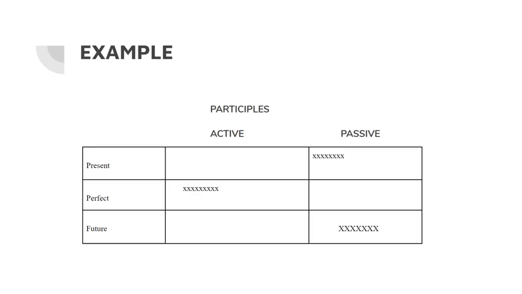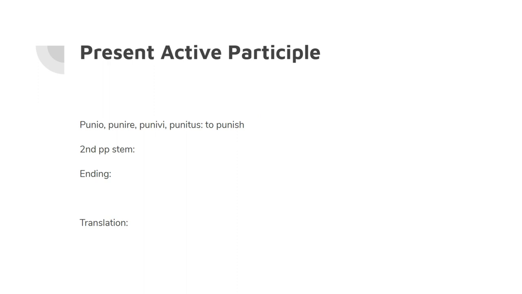Okay, let's do a little example. So as you look on your sheet, right after your notes, you're going to find another box set, a little bit smaller because we don't need quite as much room. And we are going to start off by doing the present active participle, which is right here in that top row. And the word that you've been given, everyone has the same example word, is punio, punire, punivi, punitus, which means to punish. All right, first things first, as it says in the box of your notes, we need to get the second principal part stem.